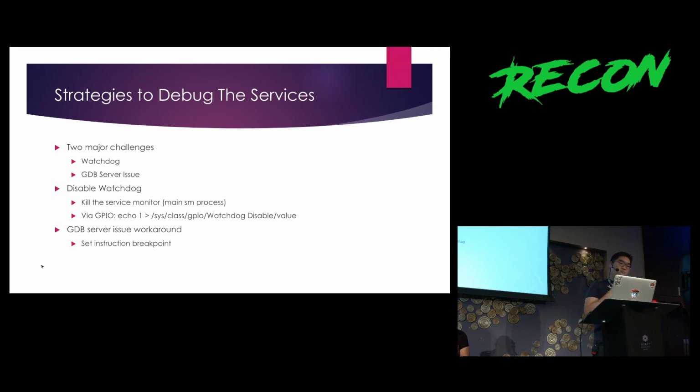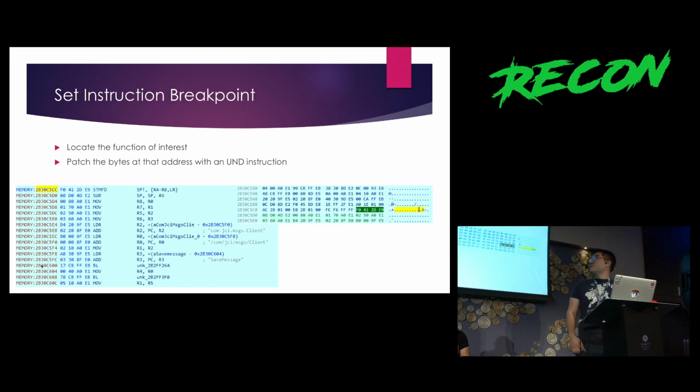We still have to figure out what's wrong with our GDB server. The issue is that we cannot set a breakpoint on any of the library functions. If it's just a straightforward ELF binary, it works just fine. But if you're trying to insert a breakpoint outside the memory address of the binary you attach to, there are some issues with that. So the workaround is to set an instruction breakpoint by using the undefined instruction.